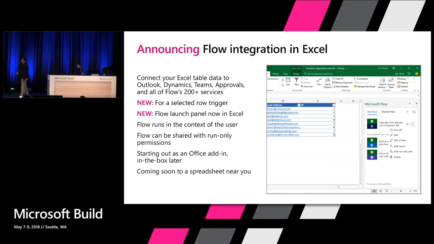How do we do that? Well, first and foremost, we're introducing a brand new trigger called "for a selected row." So the idea is that when you select a row in Excel, you can run a flow on it. And we'll get the context of the row that you've selected, and we'll pass over the data that's in that row as well. In addition, we also have an embedded experience directly in Excel called the Flow Launch Panel. This panel will prompt you for your credentials, and it will then ask you for any manual inputs that you want to accompany with this flow run.